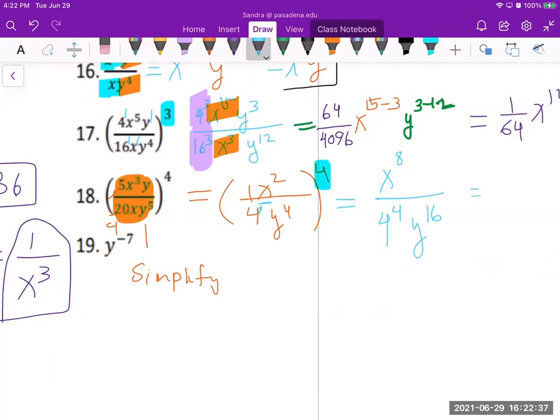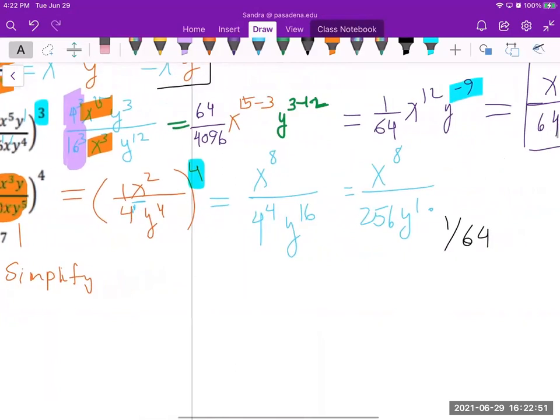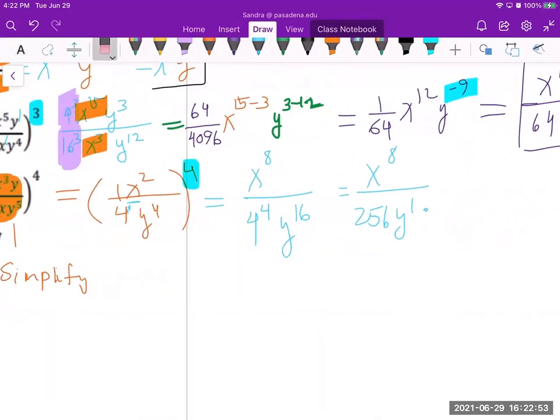Okay. So now I'm going to use a calculator. This is x to the 8th power, 4 raised to the 4th power, that's equal to 256, y to the 16th power. And there is nothing else to actually simplify anymore because we had already done it. The simplification happened before we actually did the problem. So then this is it. This is your final answer.